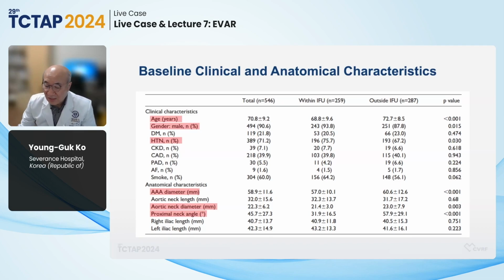The aortic sac maximum diameter and aortic neck diameter were greater in the outside IFU group compared with the within IFU group. The proximal neck angle was also greater in the outside IFU group.